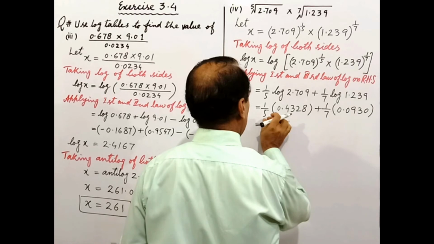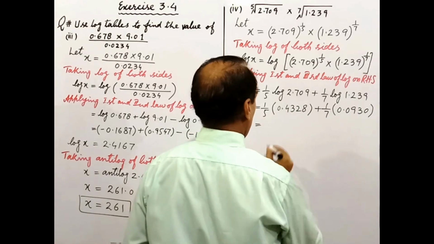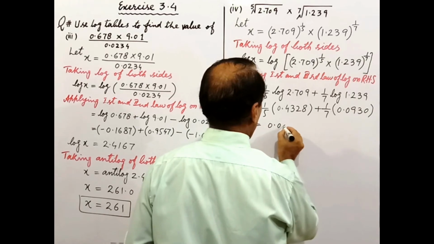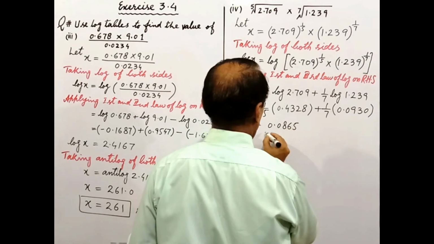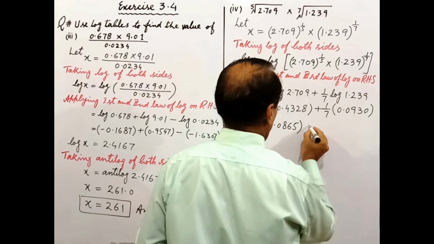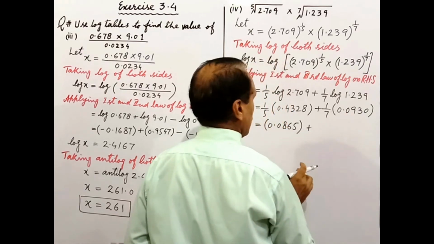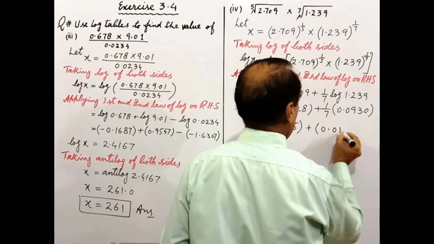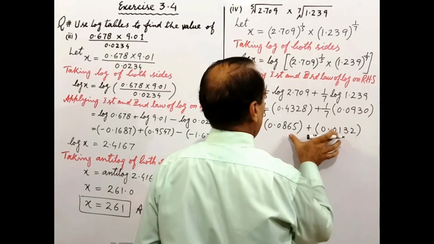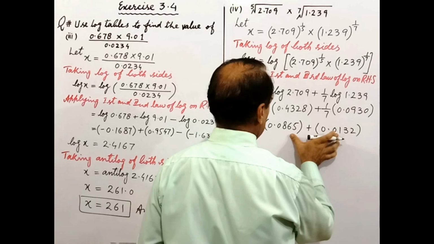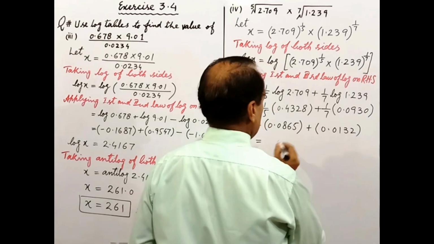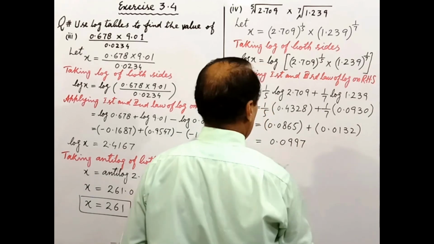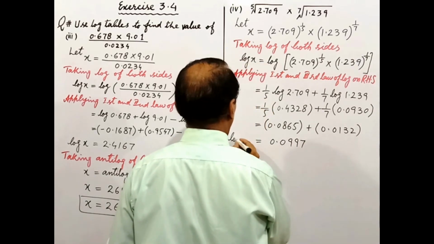Now we simplify 0.4328 when divided by 5. So we have answer 0.0865 plus when 0.0930 divided by 7 we have 0.0132. We write both the values up to 4 decimal places. Taking their sum, we have 0.0997. We have a single value equal to log x.